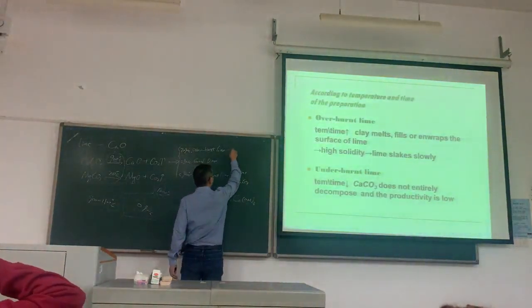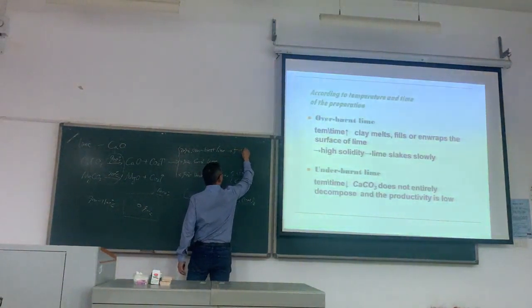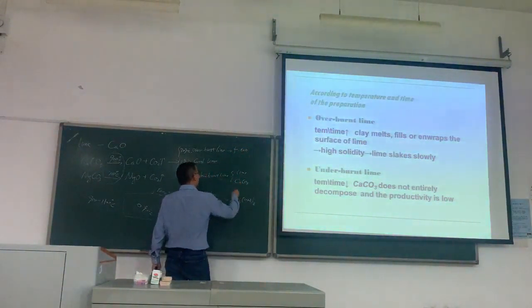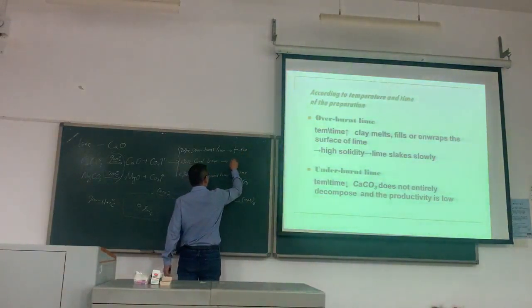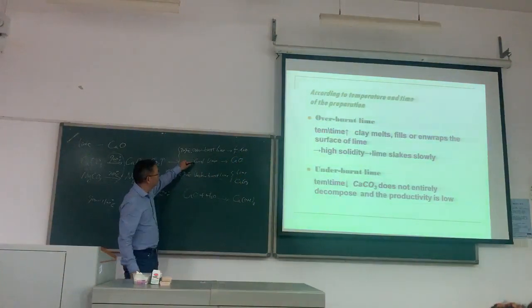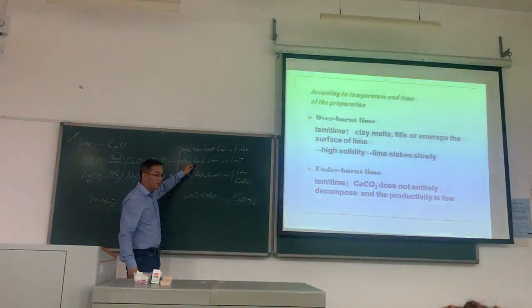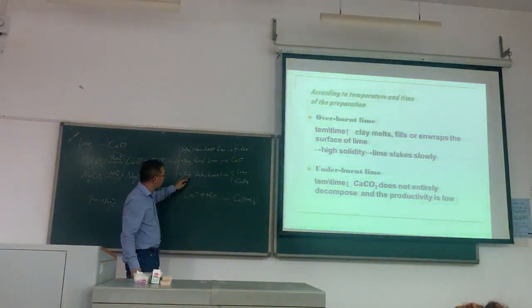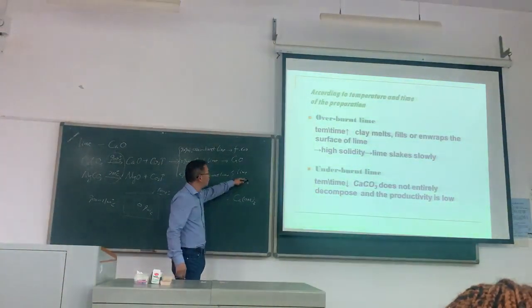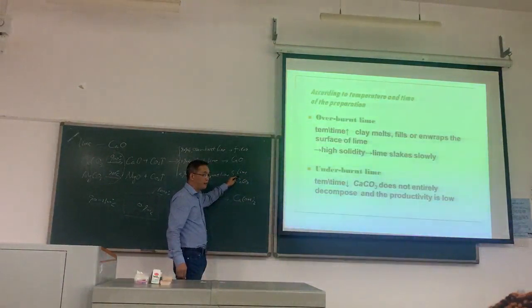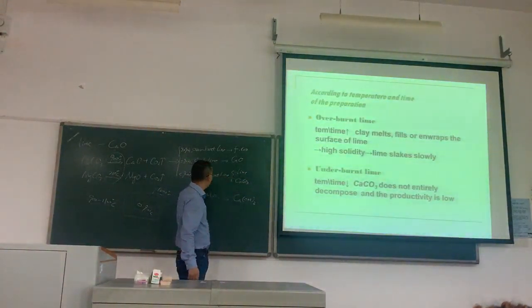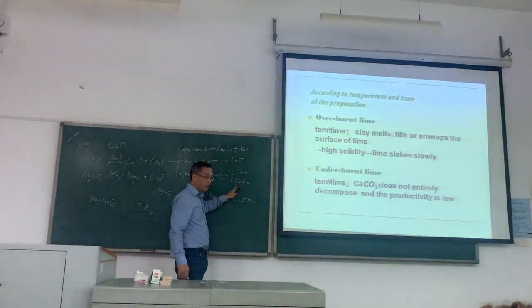Well, this one is free calcium oxide. This is calcium oxide. For this one, it is the best. And for this one, because there are some impurities, this is impurities in the lime. So the bending strength of this kind of lime is limited.